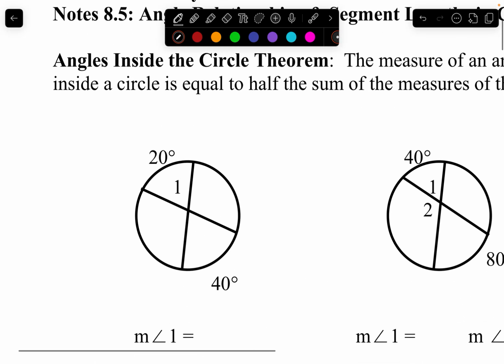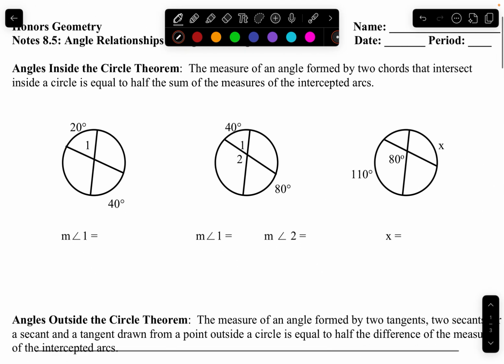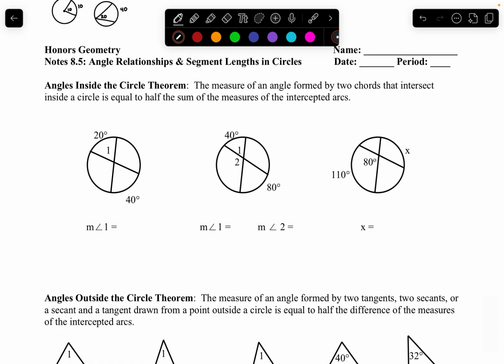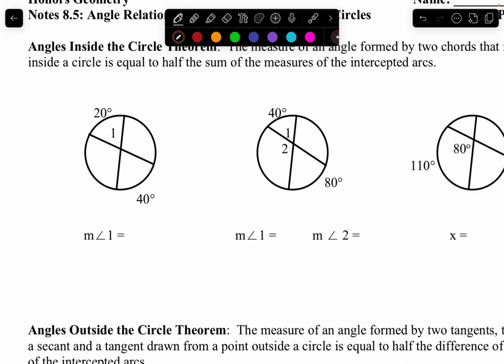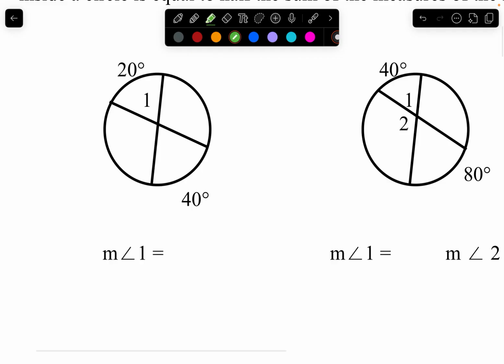What we're about to talk about is an angle that is inside of the circle, but is not necessarily in the center of the circle, okay? So we have to do things a little bit differently. This theorem states, the measure of an angle formed by two chords that intersect inside of a circle is equal to half of the sum of the measures of the intercepted arcs. Mouthful, okay? But essentially all this is saying is I want to find the measure of angle 1. That means that I need to find the two arcs that are created by those two intersecting chords, add them together and divide by 2, okay?